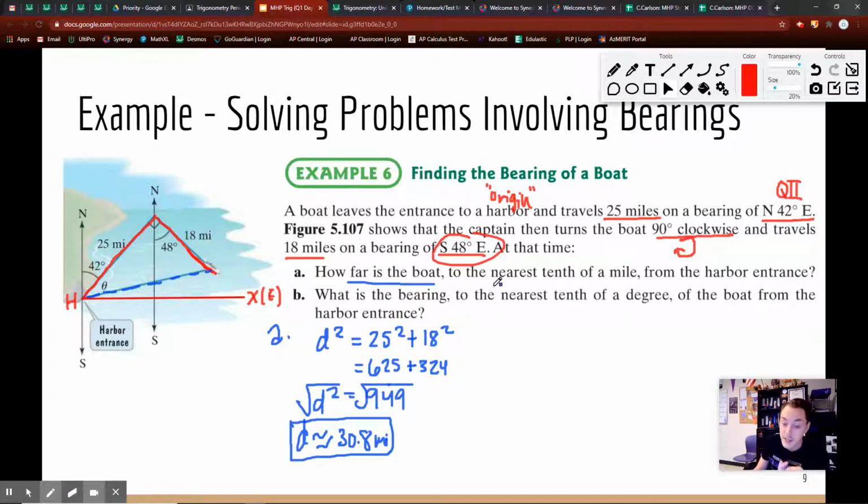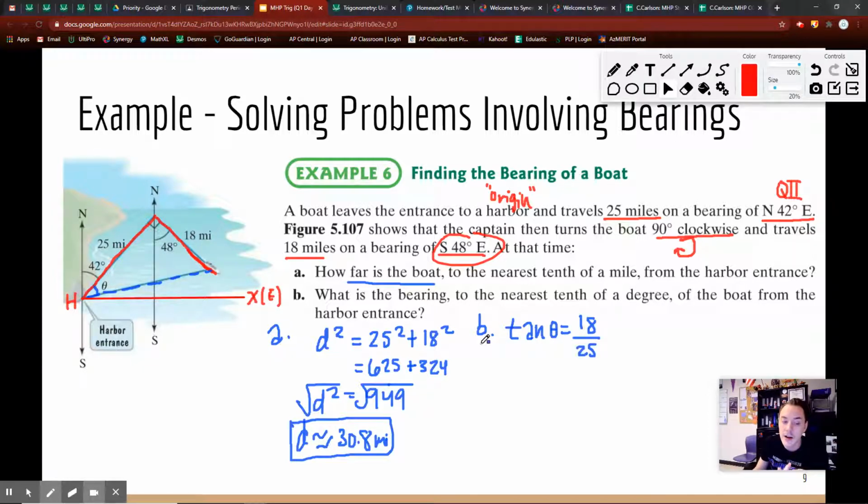Okay, now what is b? Tangent. Why do I want to use tangent? Why do I want to use a trig function in the first place? Because it's asking what is the bearing of the boat, okay? But I need to find what this degree is. That's the problem. I need to find what that degree is in order to even solve it. So why do I want to use tangent? Because I'm given opposite 18 and adjacent 25. So I need to use tangent of theta equals 18 over 25.